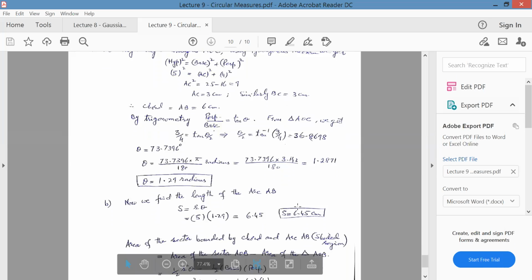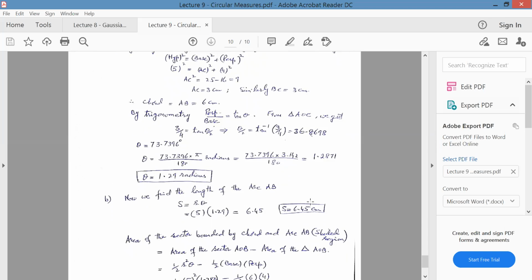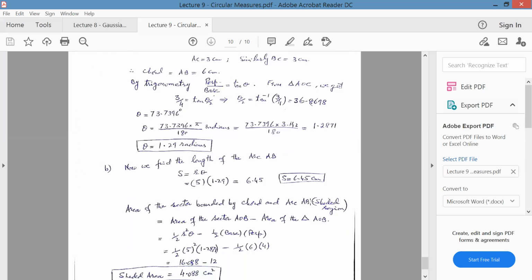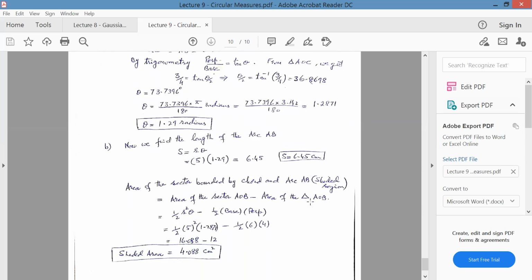Now we find the length of the arc AB. इसका B part आ रहा है. ये बड़ा आसान है. S is equal to r theta. R is 5. Theta you have calculated 1.29. Just multiply, 6.45 centimeter is the arc length. Okay. इसके बाद यहाँ पर area of the sector bounded by the chord and arc AB.